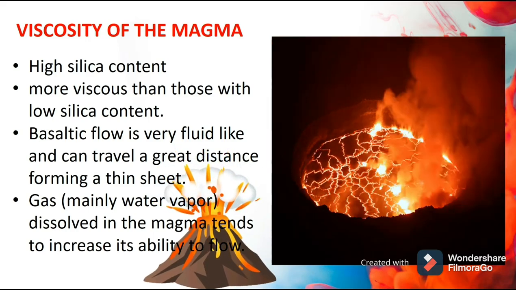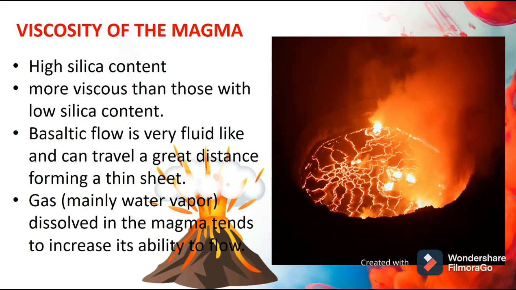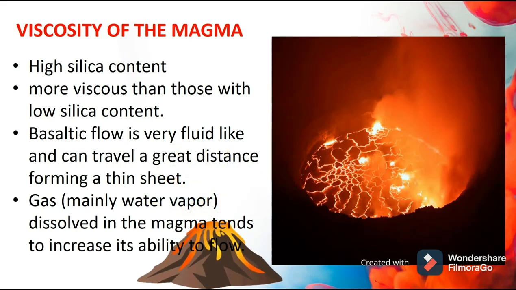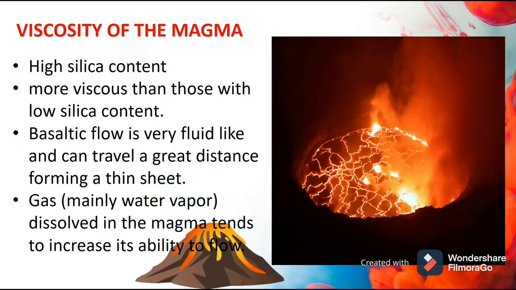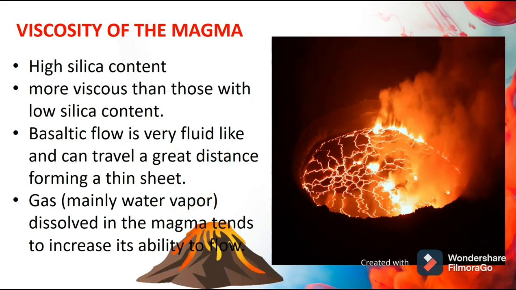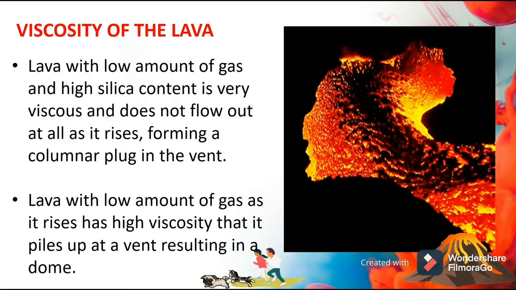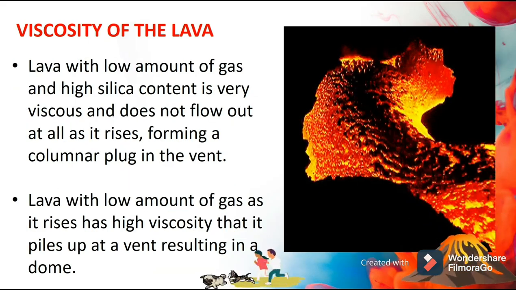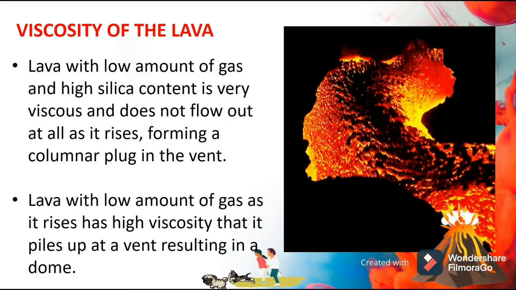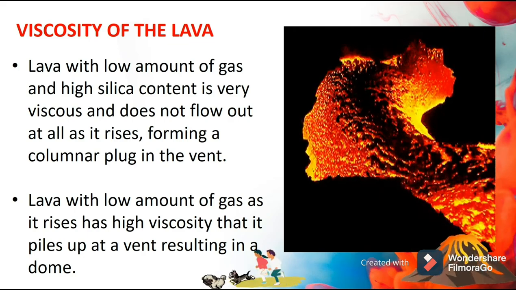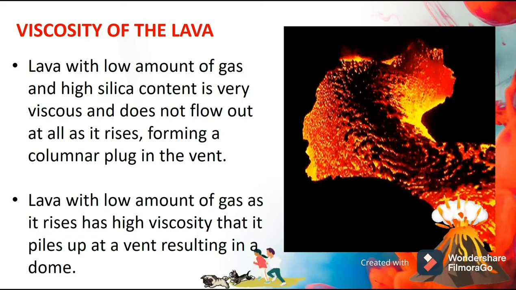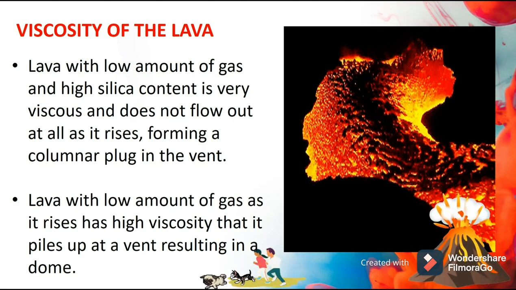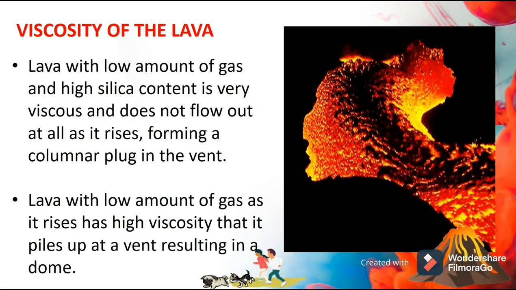Gas dissolved in the magma tends to increase its ability to flow. Therefore, in the near surface environments, the loss of gases makes magma more viscous, forming a dome or a columnar. Lava with a low amount of gas and high silica content is very viscous and does not flow out at all as it rises, forming a columnar plug in the vent. Lava with a low amount of gas has such high viscosity that it piles up at a vent, resulting in a dome.